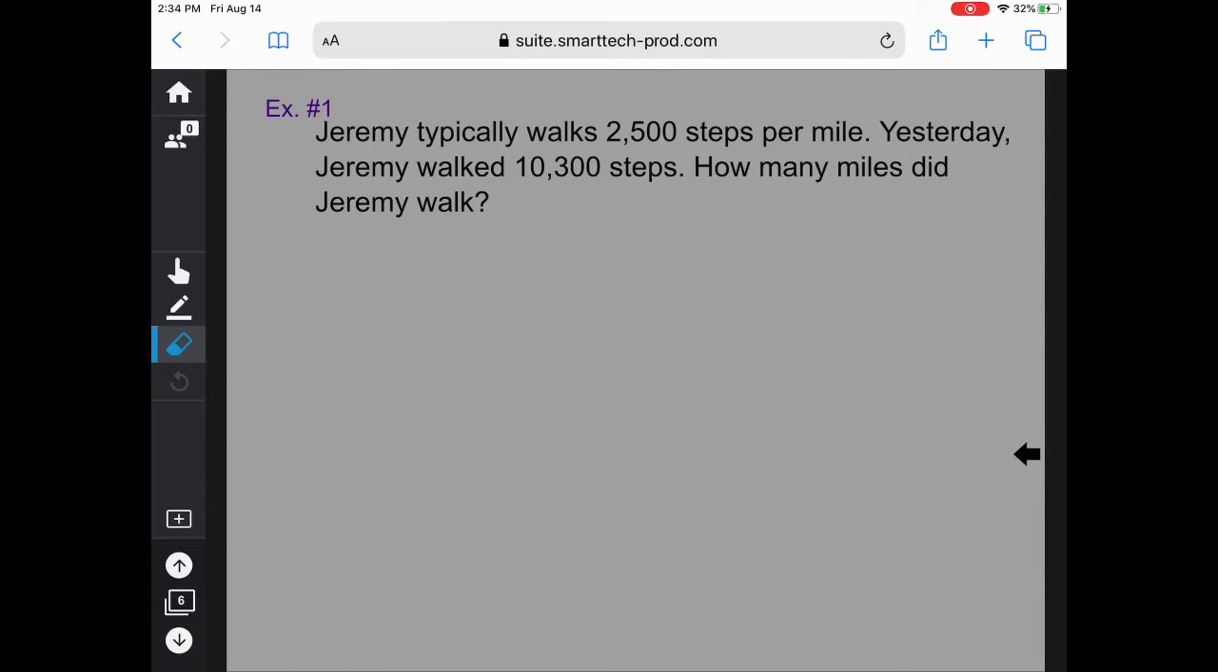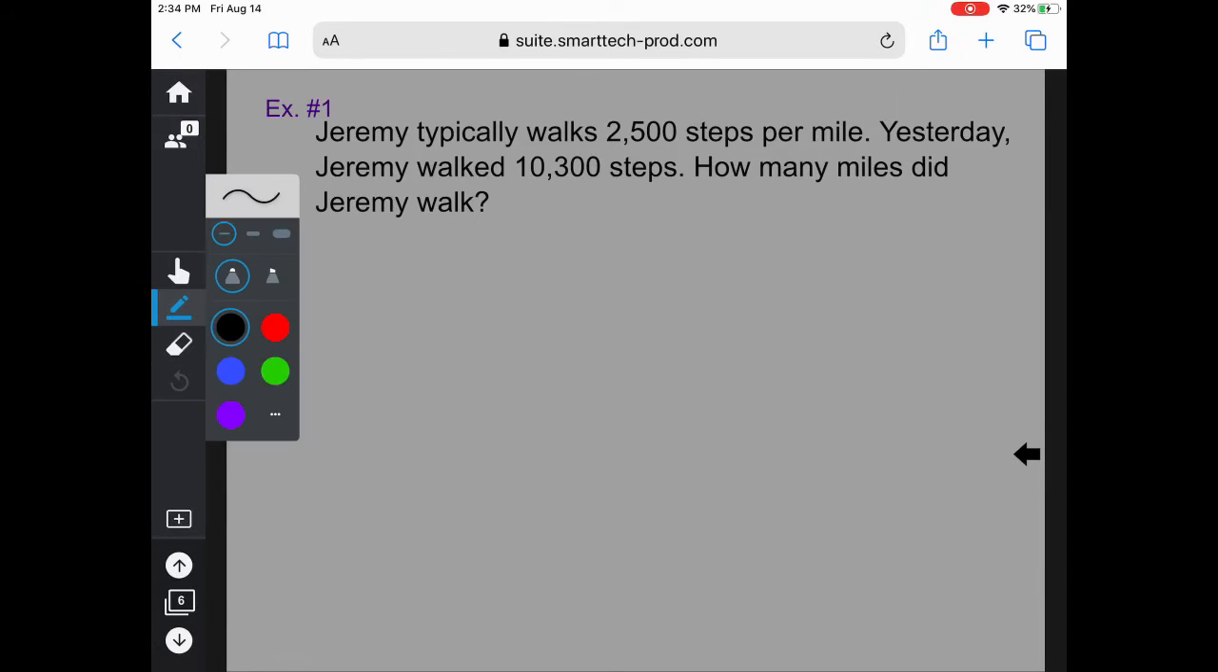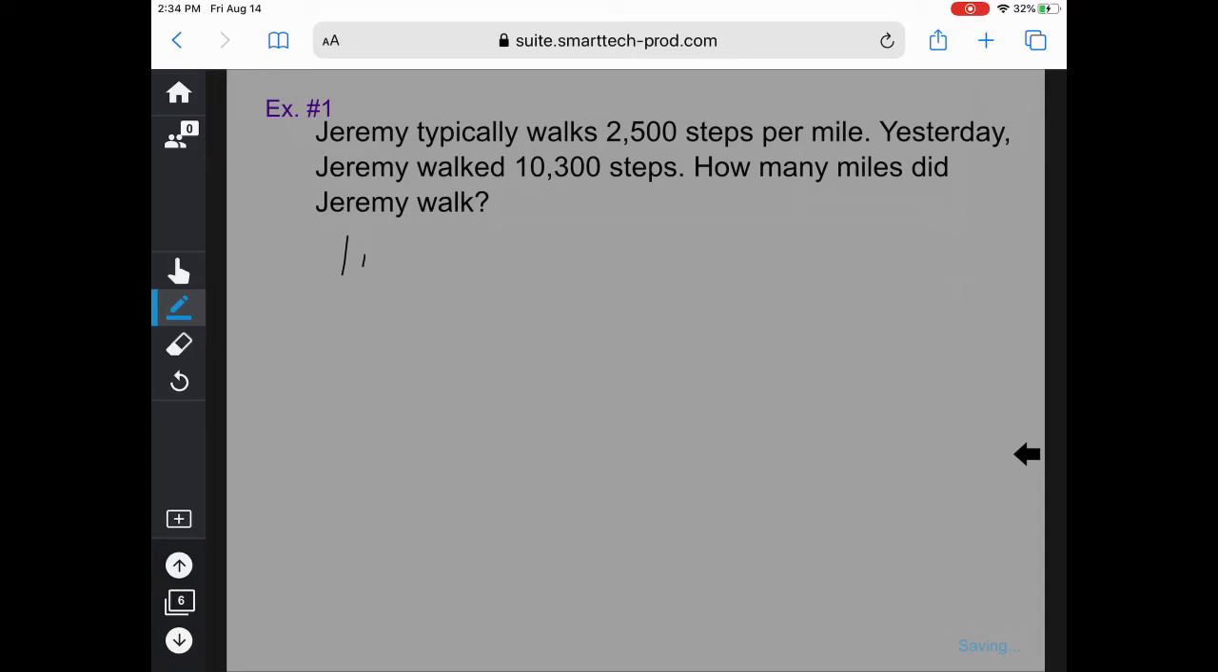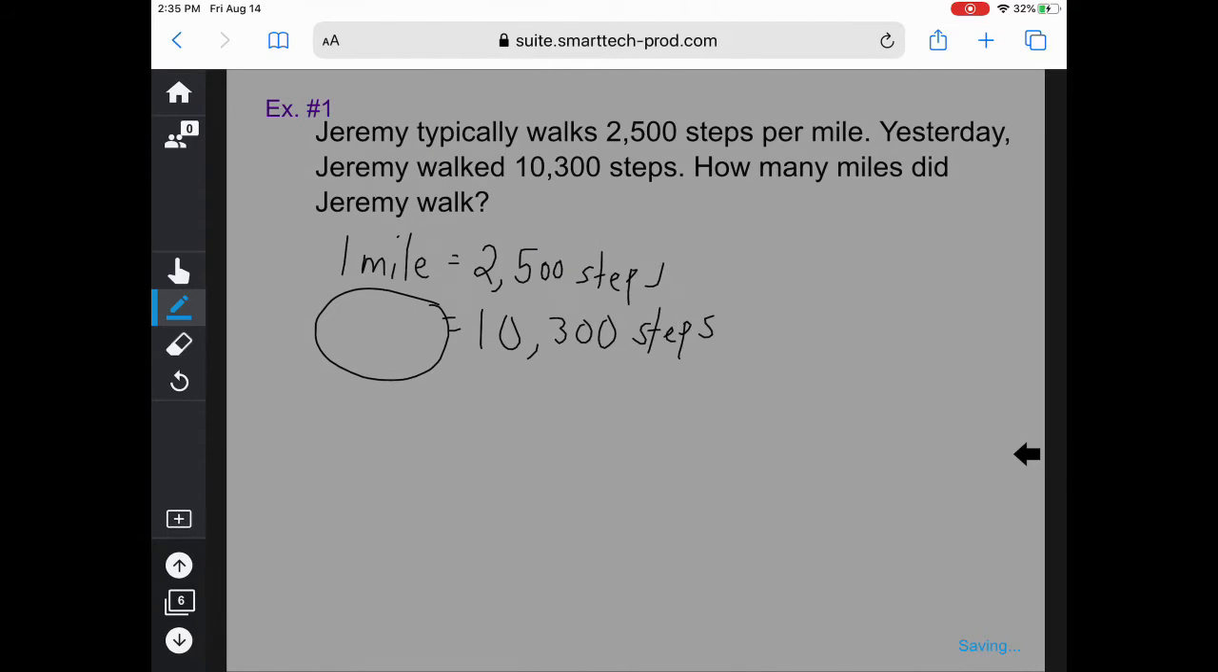So, Jeremy typically walks about 2,500 steps per mile. So, 1 mile for Jeremy equals 2,500 steps. And it says that he walked yesterday 10,300 steps. So I need to figure out how many miles did he walk. To do that, we're going to divide.